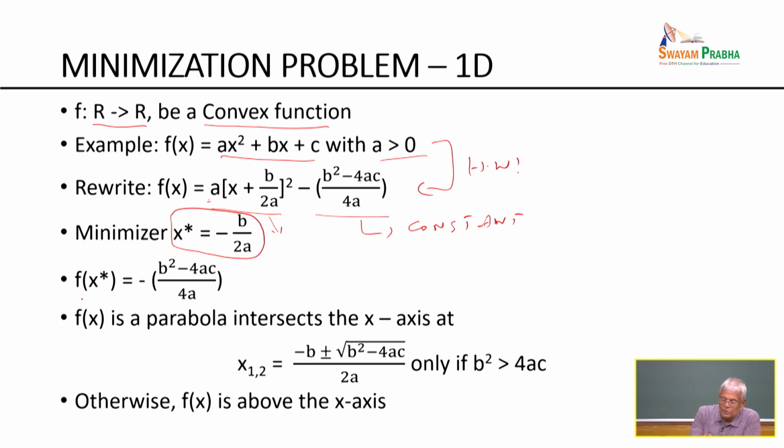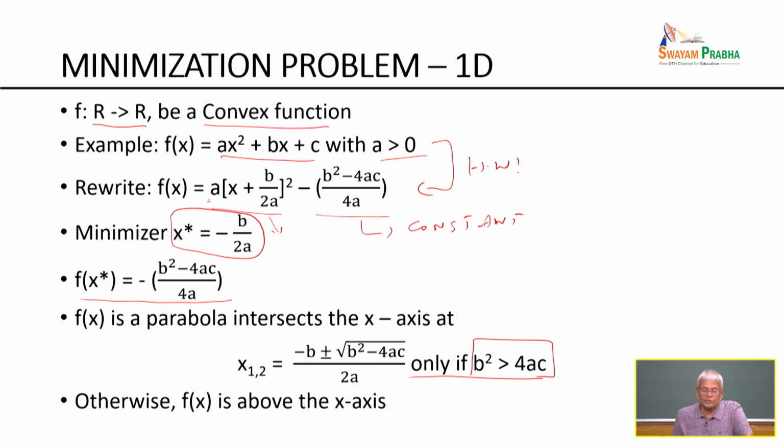The minimum value is f of x star. So, there are two things: the location where the minimum occurs and the value of the function at the minimum. So, this is the value of the function at the minimum. f of x is a parabola; it intersects the x axis at 2 points, minus b plus or minus square root of b square minus 4ac by 2a, only if b square is greater than 4ac. Otherwise, if b square is not greater than 4ac, the function is always above the x axis.